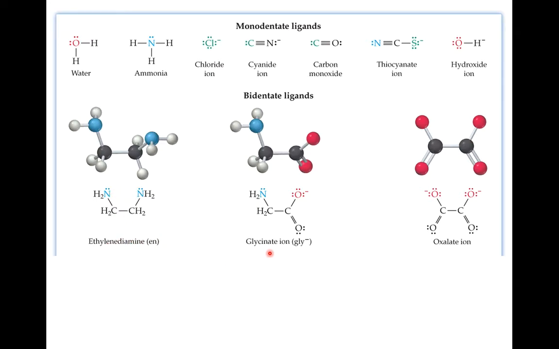which has two nitrogens. Glycine, which is an amino acid, can act as a ligand, donating a pair of electrons from the nitrogen and donating a pair of electrons from the oxygen. And then oxalate is a very common transition metal ligand. It can donate a pair of electrons from this oxygen, a pair of electrons from this oxygen to a metal center.